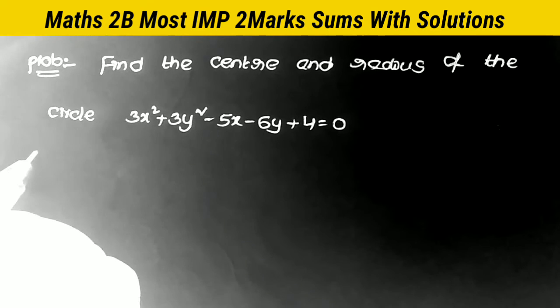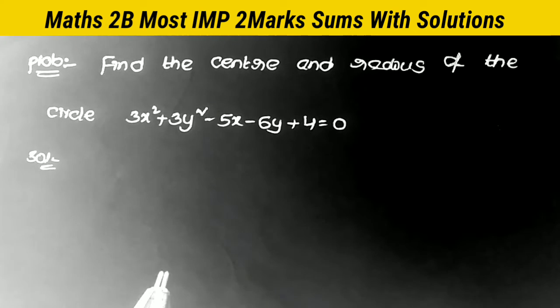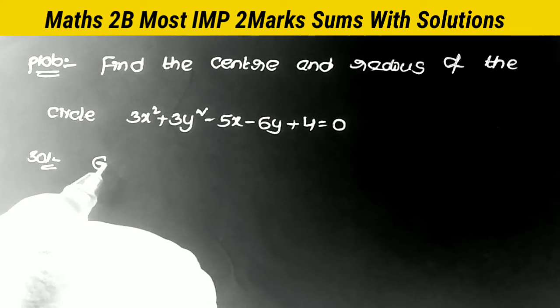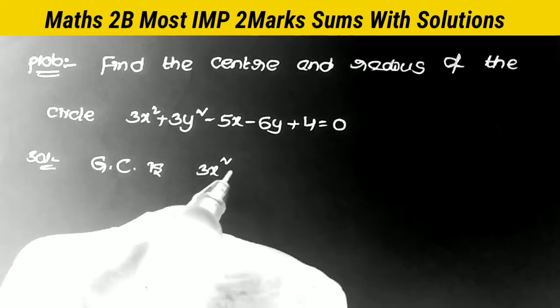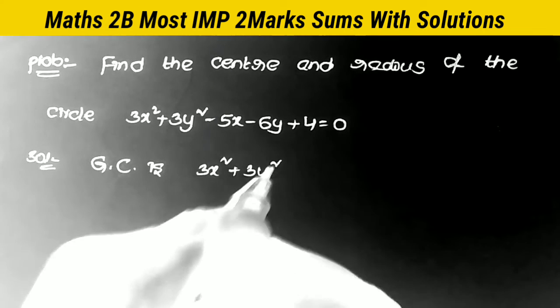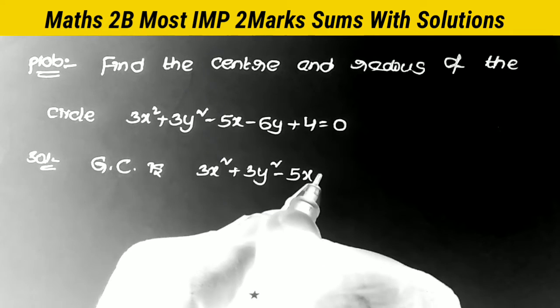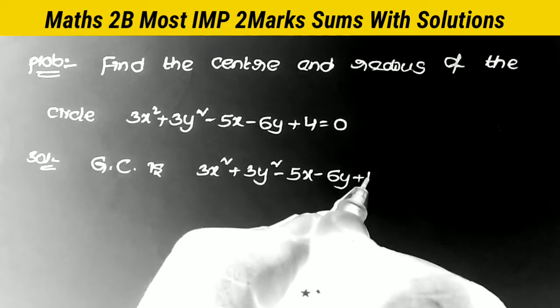Next problem, find the center and radius of the circle 3x square plus 3y square minus 5x minus 6y plus 4 is equal to 0. So find the center and radius of the given circle. So first I take the given circle. Given circle is 3x square plus 3y square minus 5x minus 6y plus 4 is equal to 0.